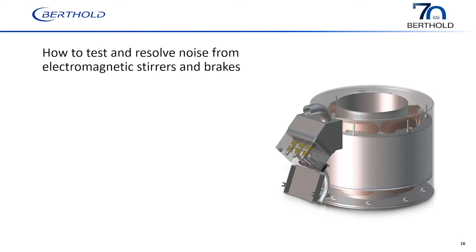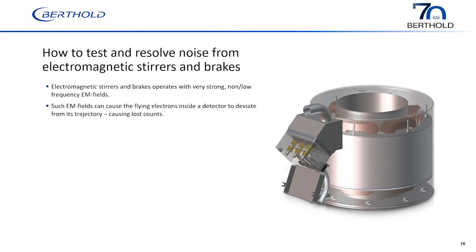Now we have calculated our theoretical precision and also verified that in reality. We also know that cobalt-60 as a source is our best source selection for mold level measurement. Now it's time to find out if we do have any noise from electromagnetic stirrers or brakes. And electromagnetic stirrers and brakes operate with very strong low frequency or non-frequency electromagnetic fields. Such electromagnetic fields can cause the flying electrons inside the detector to deviate from their trajectory, causing lost counts.